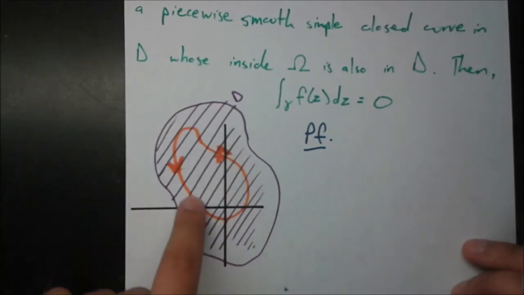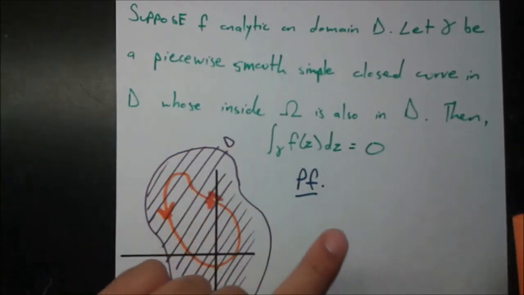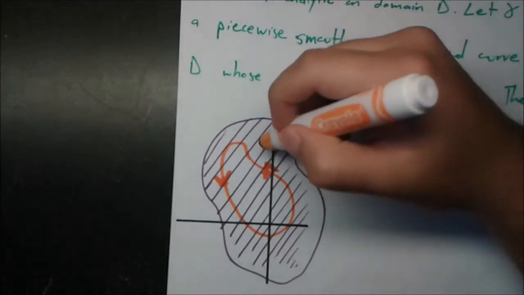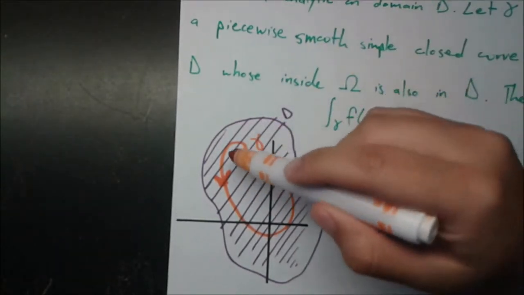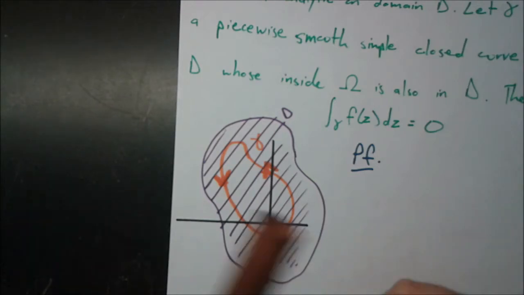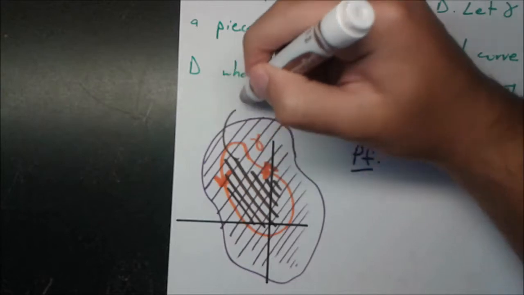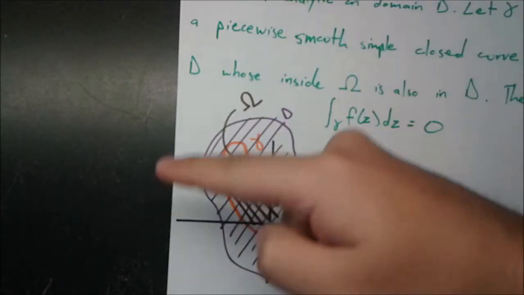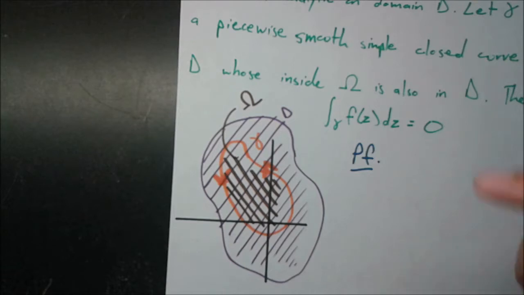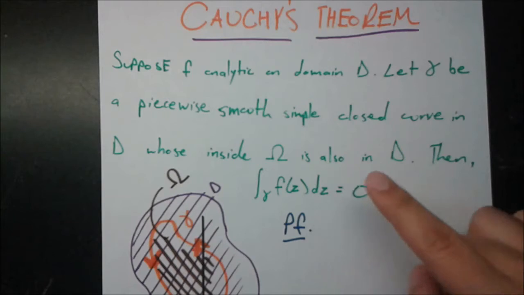So this orange loop right here satisfies all these conditions. It's a piecewise smooth, simple, closed curve that's fully inside D. We're going to call this gamma. And I've given it a positive orientation since the inside, which we're going to call omega, is always on the left as we travel in this counterclockwise direction. So the inside I'm going to put in brown, and this is going to be omega. Okay, so whose inside is also inside D. So all the premises of this theorem are satisfied.